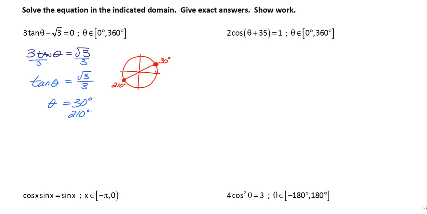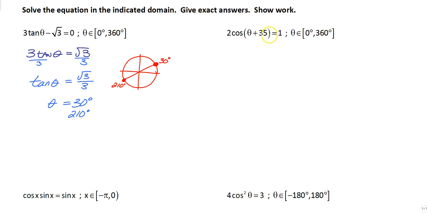Now there's a way you can check. You can check your answer by now just typing the tangent of 30 and the tangent of 210 in your calculator and see that they give you the same decimal. If they give you the same decimal, you at least found the other angle correctly. But the first one is done in the calculator and you should have no issues with that. Okay? Next example.